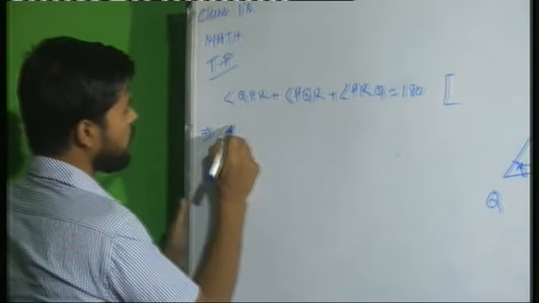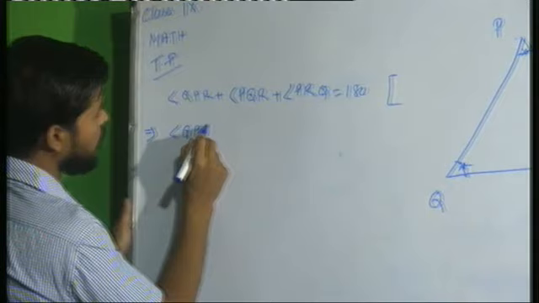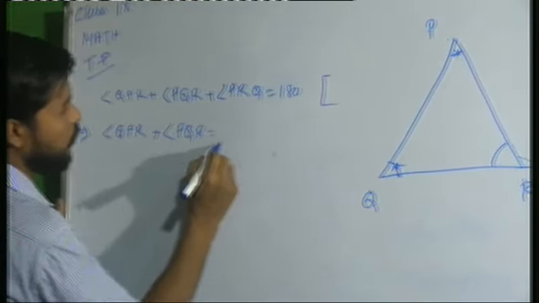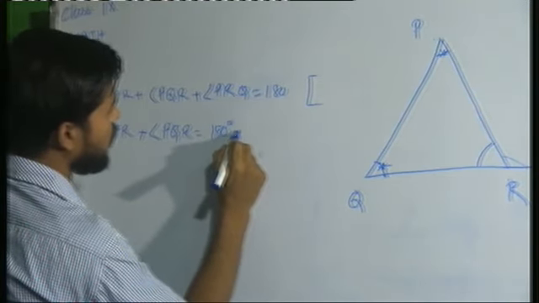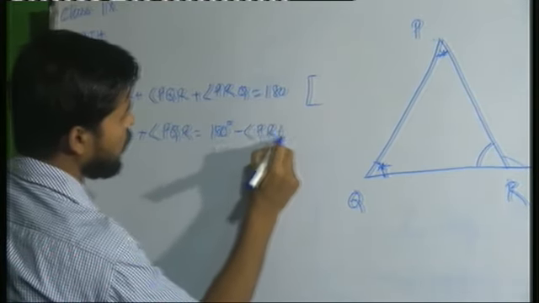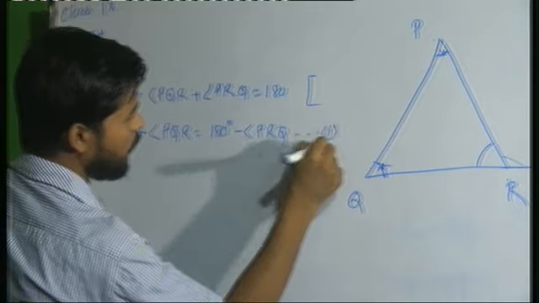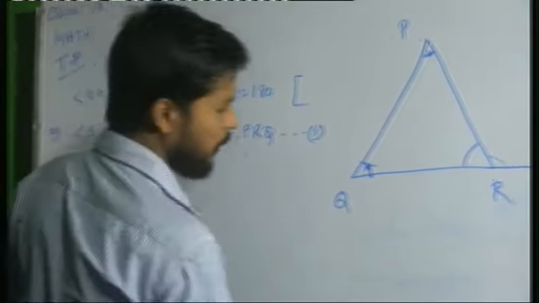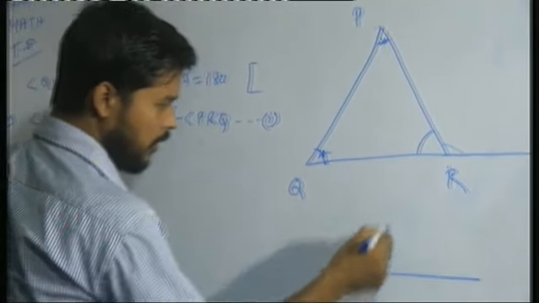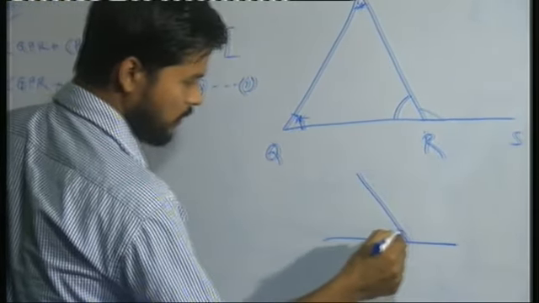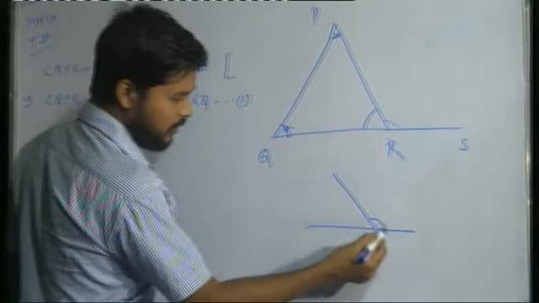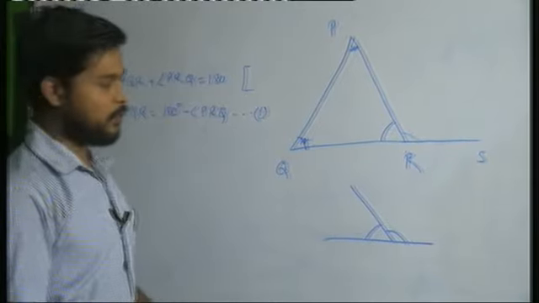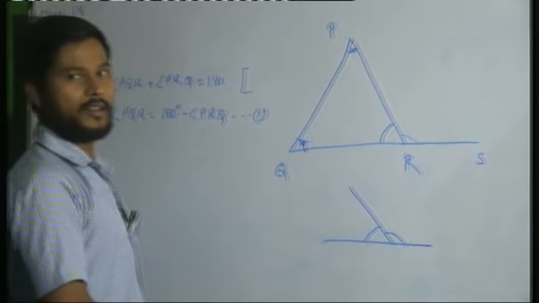Now from here, just calculate the value of angle QPR plus angle PQR. So that is equal to 180 degrees minus angle PRQ. Let's call this number 1. And we know the linear pair of angles. Linear pair of angles means if one line is standing over another line, then this pair of angles is called a linear pair of angles, and the sum of the linear pair of angles is equal to 180 degrees.